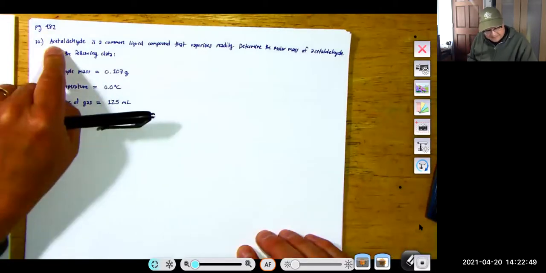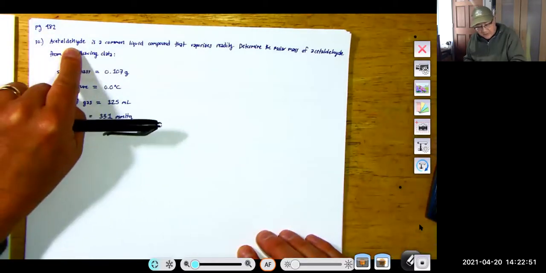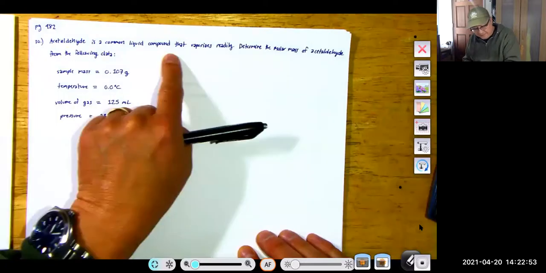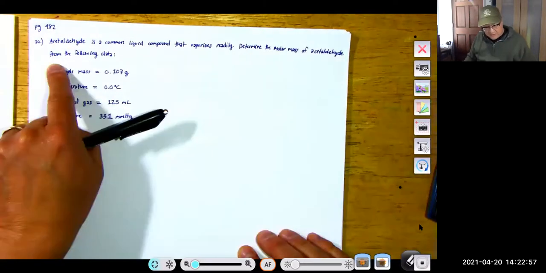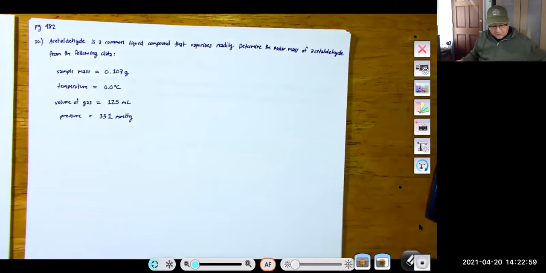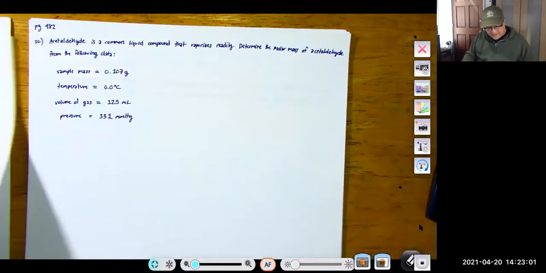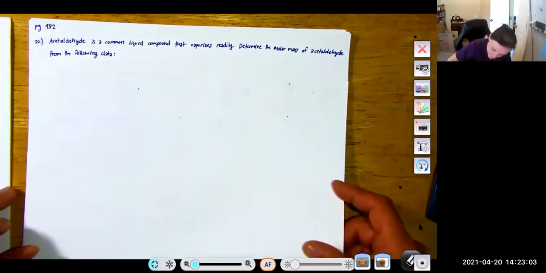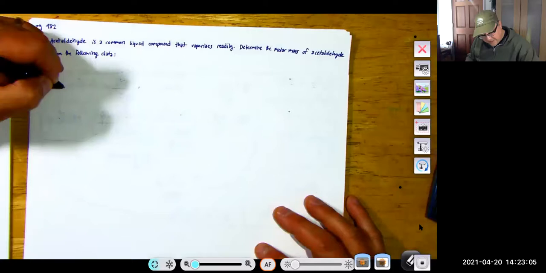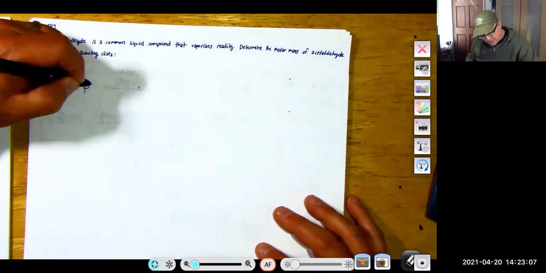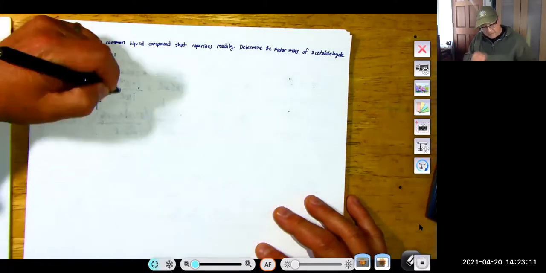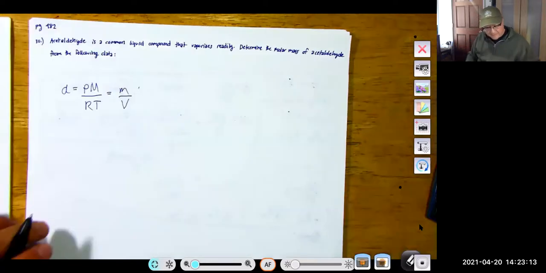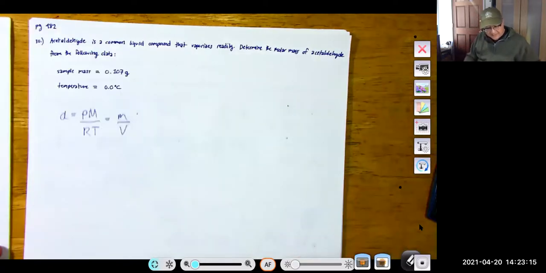Acetaldehyde is a common liquid that vaporizes readily. Determine the molar mass of acetaldehyde using the following data. This one just screams out: density is equal to PM over RT, which is little m over V, depending on what we want here, right? And here's the data they give us.